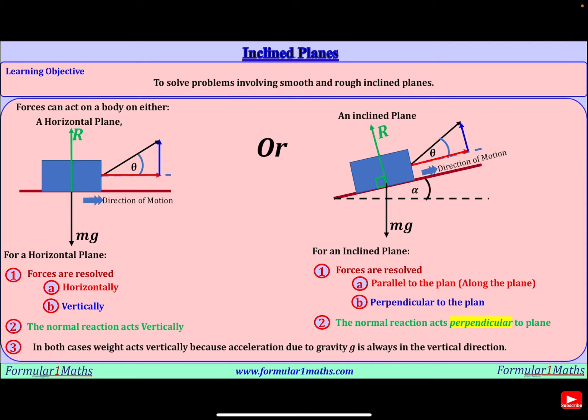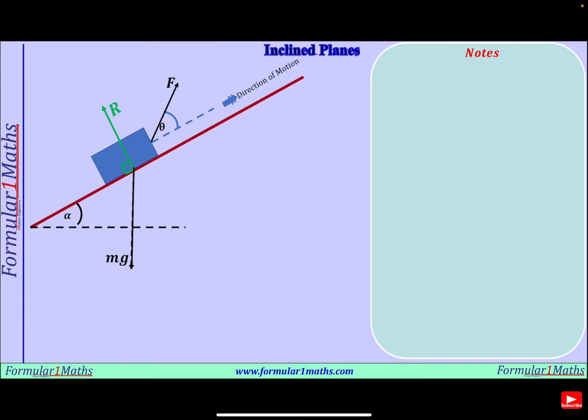There's one thing which is common for both, and this is the weight. In both cases, the weight acts vertically because acceleration due to gravity, g, is always in the vertical direction. That means for an inclined plane, we need to resolve the weight along the plane and perpendicular to the plane. So let's go and do that.